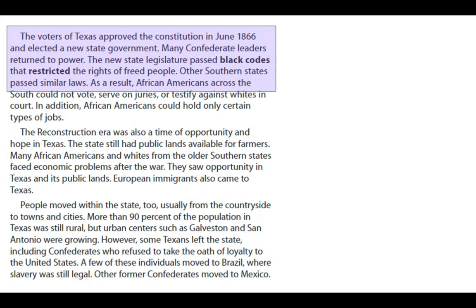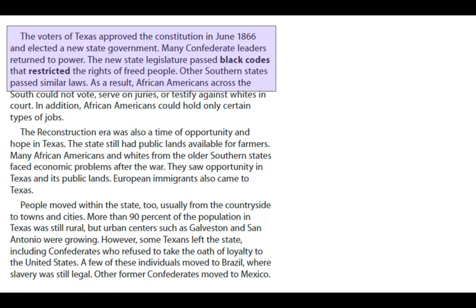The new state legislature passed black codes that restricted the rights of freed people. Other southern states passed similar laws. As a result, African Americans across the South could not vote, serve on juries, or testify against whites in court. In addition, African Americans could hold only certain types of jobs.